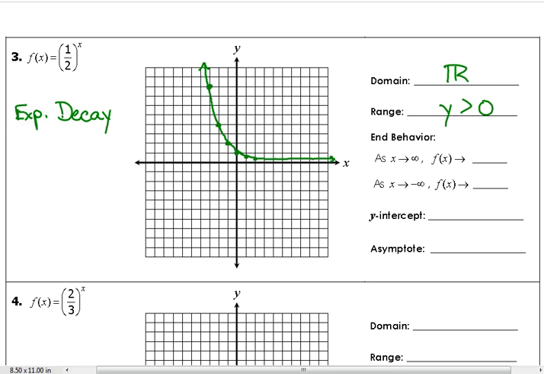Okay, in behavior, as x approaches positive infinity, the right side over here, where are our y values going? They're going to 0 this time. As we go to the left, as our x values are approaching negative infinity, where are our y values headed? Up, right? They're going to positive infinity. So that relationship just flip-flopped. We flipped our graph around so that end behavior relationship flips. Our y-intercept is still (0, 1). Our asymptote is still y equals 0.